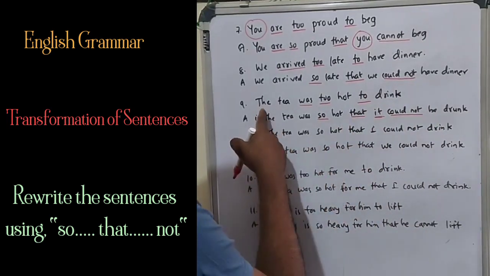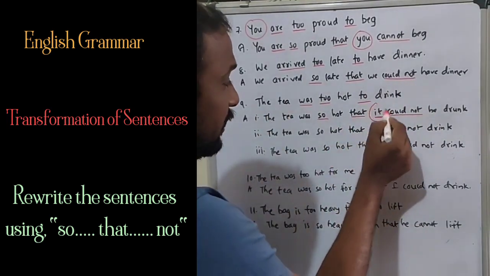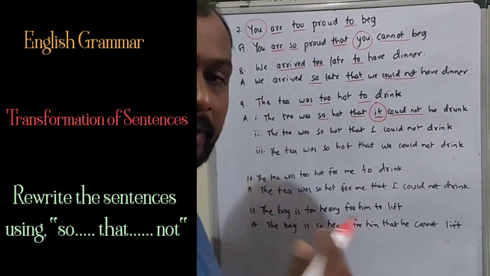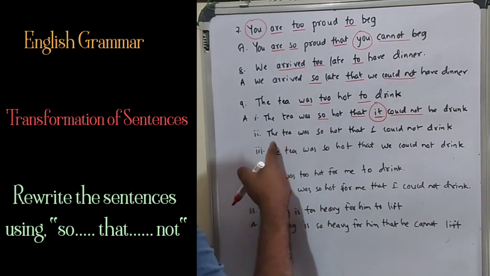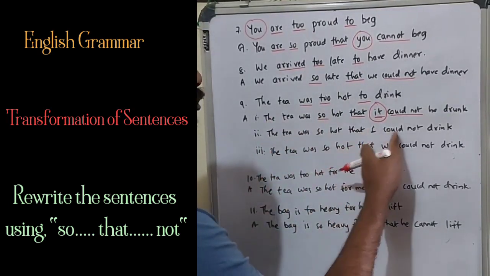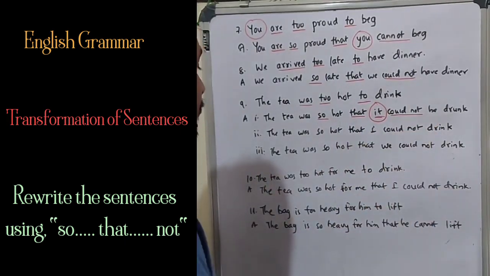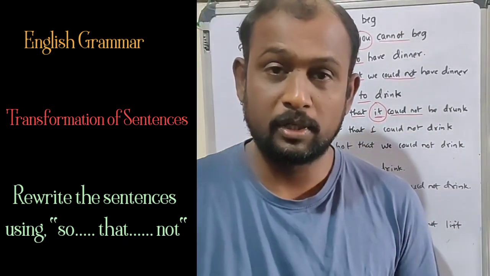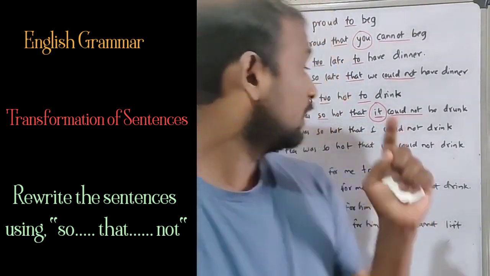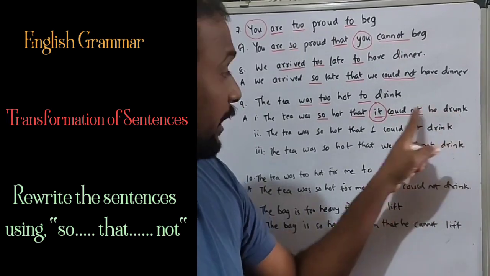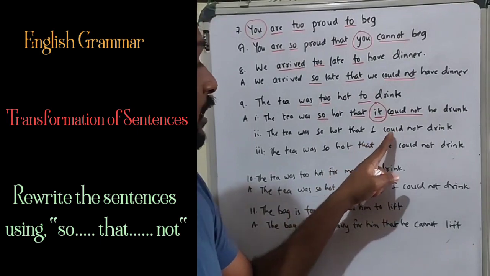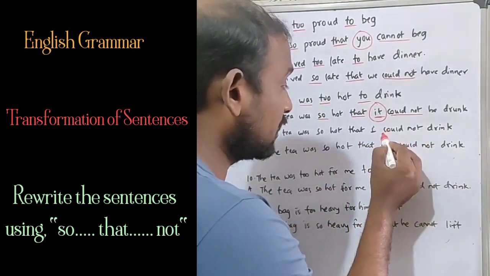But see, tea is a thing, so I have used it. You as it is, we as it is, whereas when you are referring to a thing, you write it. Then the second option is, the tea was so hot that I could not drink. The tea was too hot to drink can be written in 3 ways. The tea was so hot that it could not be drunk. When you are writing it, write could not be drunk. But when you are writing I, you must write I could not drink. Remember, could not is compulsory in all the 3 cases.